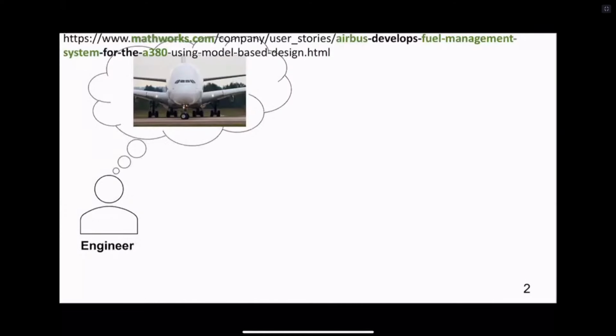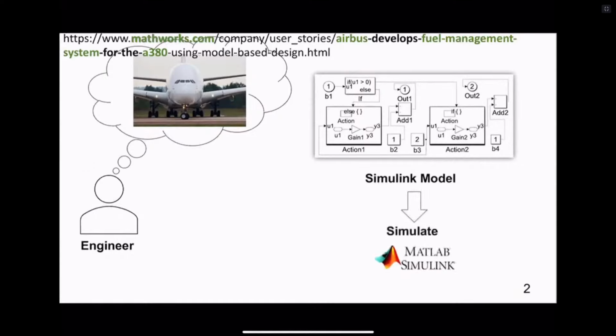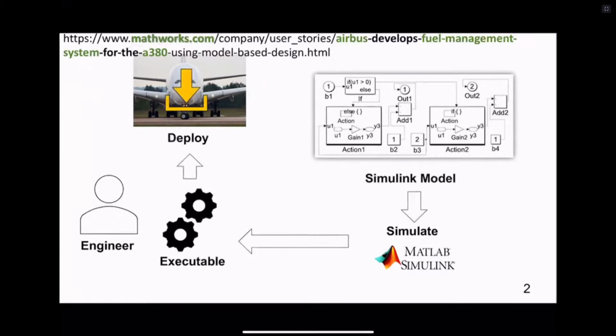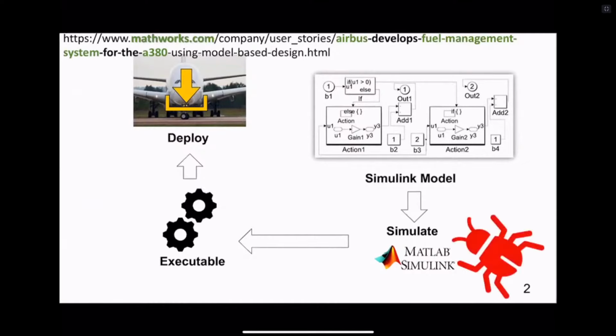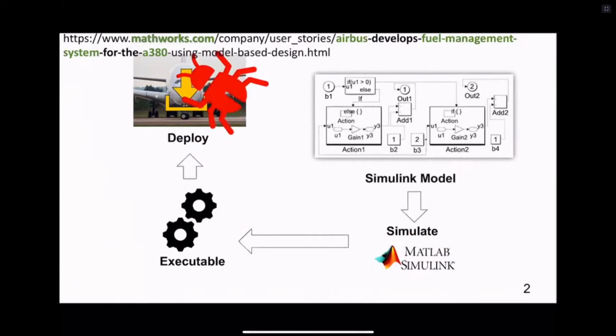So when designing complex cyber-physical systems, engineers would often design them as graphical data flow models, for example, this Simulink model, so that they can simulate them in commercial toolchains like Simulink and automatically generate code, executables, and deploy them in the target hardware. Now, a bug in the toolchain can propagate to subtle bugs in the artifacts that are automatically generated, which may have catastrophic consequences.